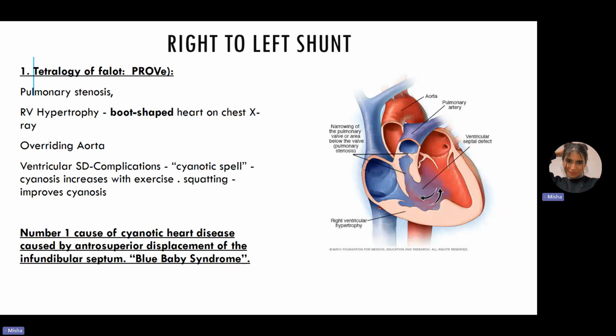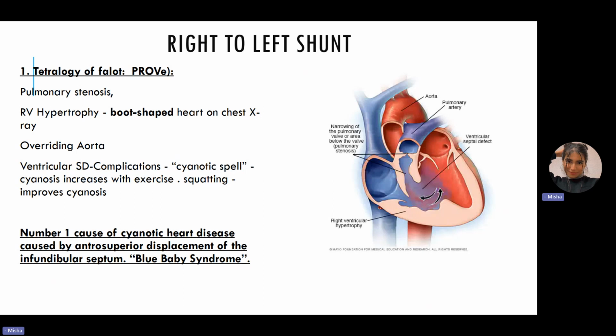And in tetralogy of Fallot, we have the presence of a ventricular septal defect. So the blood, instead of going through that pulmonary stenosis, prefers going through that ventricular septal defect. Okay, now stenosis worsens with growth, the opening doesn't grow, and the patent ductus arteriosus in this case would actually be helpful for the patient, right?